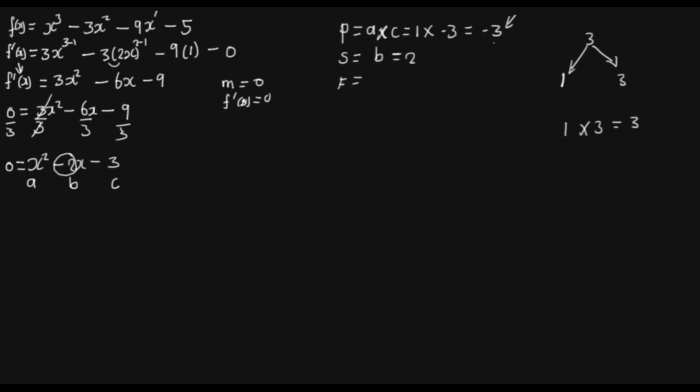Now, since our product is negative, one of the two factors must be negative. So since the product is negative, this number, our 3, must be positive, then this one must be negative. Why? So that if we have negative 1 plus 3, we are able to get positive 2, which is our sum. So therefore, the factors are negative 1 and 3. So we can now continue.